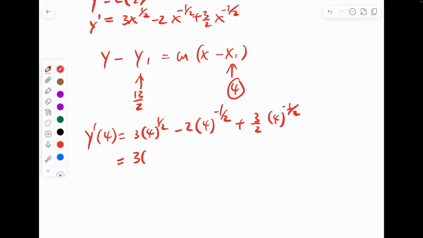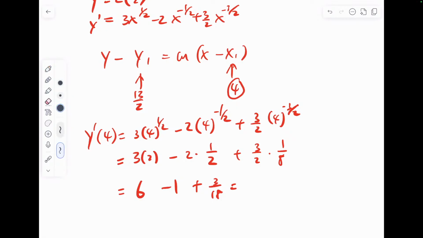That's equal to 3 times 2, minus 2 times 1 over 2, plus 3 over 2 times 1 over 8, because I'm changing the negative exponent first and then doing the square root and cube. So this is going to be 6 minus 1 plus 3 over 16, sorry. And that's equal to 5 plus 3 over 16, which is equal to 83 over 16. So this is 83 over 16.